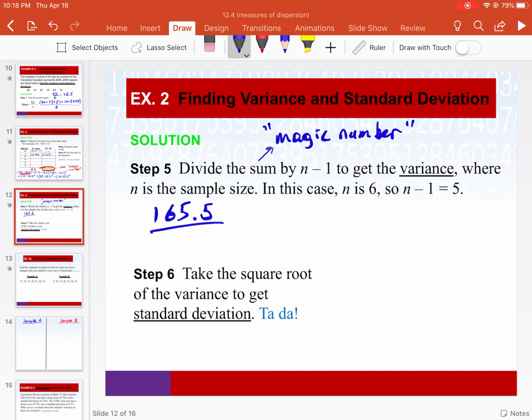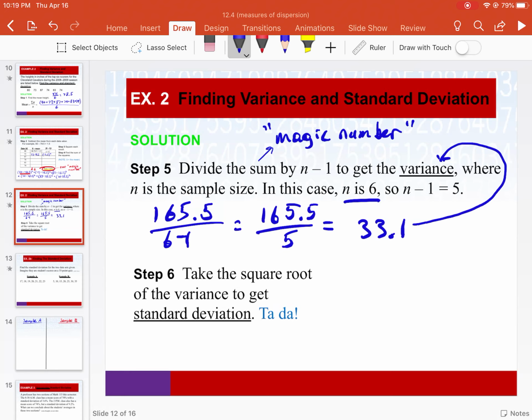165.5 divided by n minus 1. What was n? Well, n is 6. N is always the number of data items. So divide it by 6 minus 1, which is 5. So let's calculate that. 165.5 divided by 5 is 33.1. That's the variance.